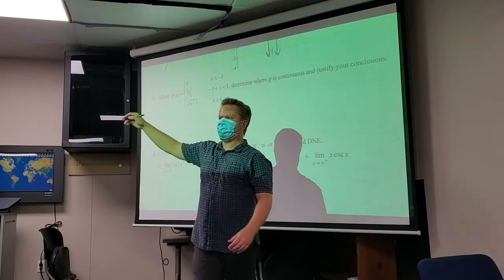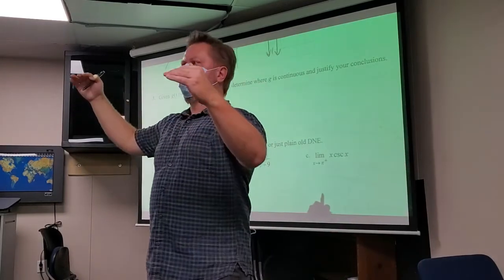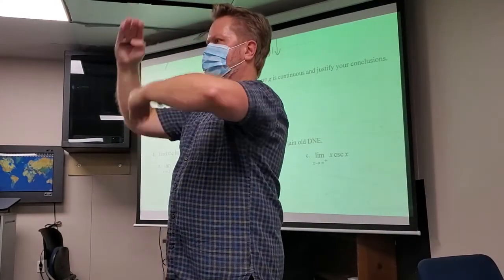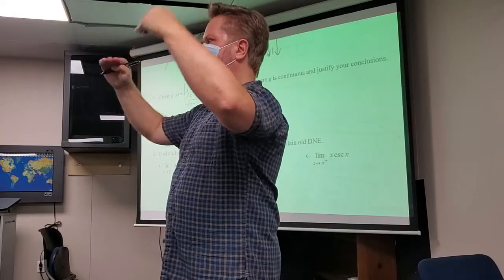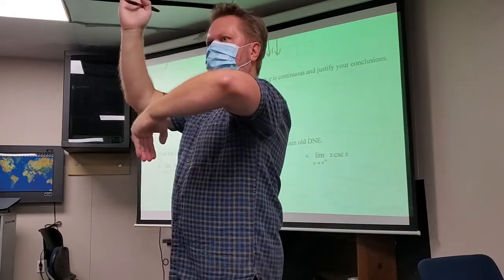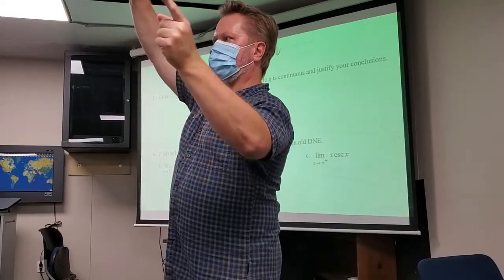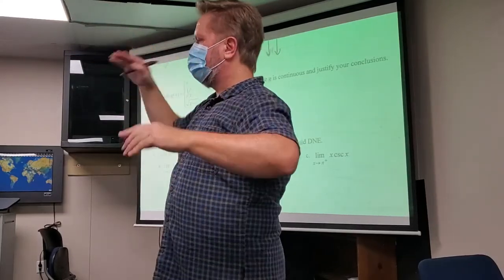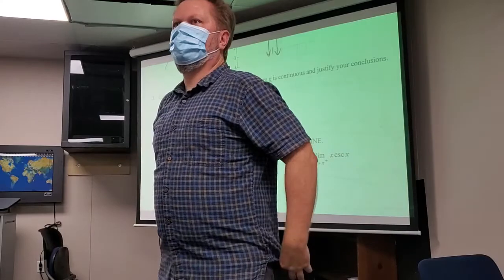Can you guys do 1 over x in the air for me? Anybody? You have to use both hands to make it easier. Yes, like that. Right? It's the most basic hyperbola. It's a hyperbola because they're like two parabolic looking dudes across from each other.